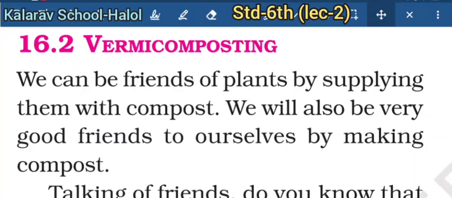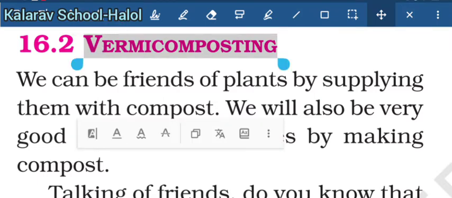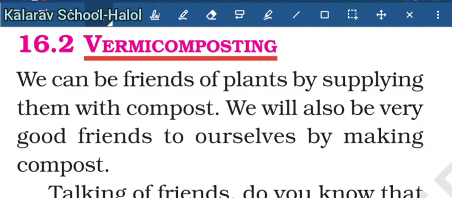Good morning, students. Today we will study Standard 6th, chapter number 16, that is Vermicomposting. In the previous lecture, we studied how we get rid of garbage, dealing with garbage. In today's topic, we will discuss vermicomposting.